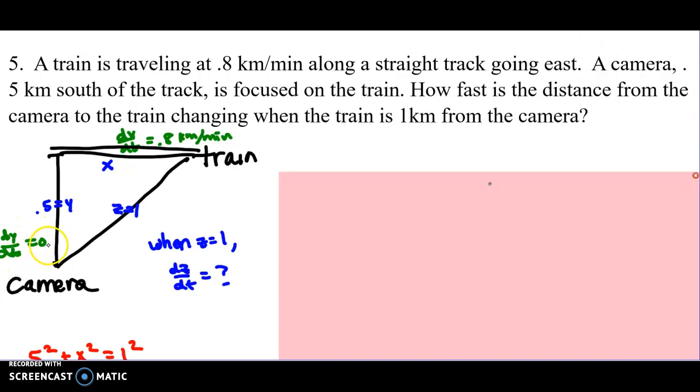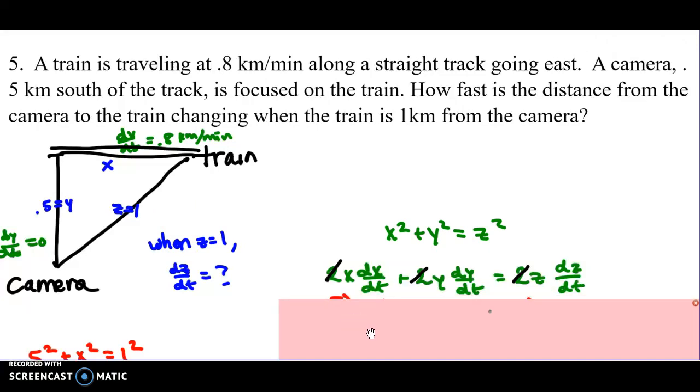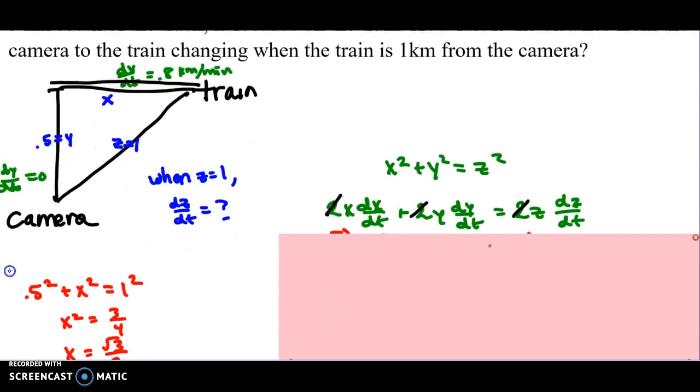Now, dy/dt is 0 because the camera's not moving. Staying here, so that distance from the track is constant. Now it says, how fast is the distance from the camera to the train changing? So this would represent that distance when the train is 1 kilometer from the camera. So we are solving for dz/dt. Now we set up our Pythagorean theorem. We take the derivative. Now we'll know what to plug in for z, dy/dt, y, and dx/dt, but what about x? Well, Pythagorean theorem, again, this isn't a Pythagorean triple.